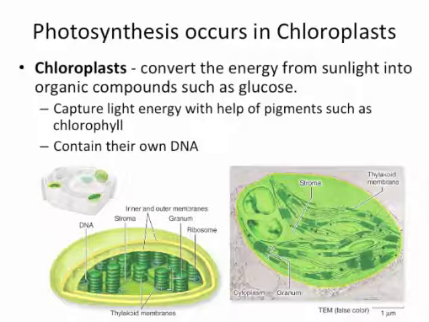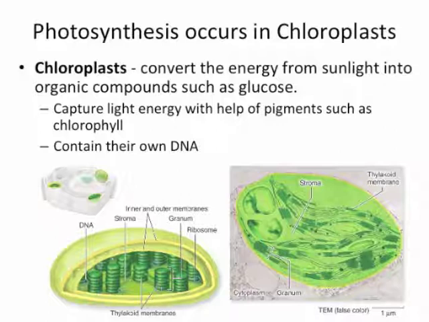Chloroplasts are responsible for converting energy from sunlight into sugars, into organic compounds like glucose, sugar, carbohydrates. They will capture light energy with the help of pigment molecules, such as chlorophyll. Chlorophyll gives most plants their green color. It's just a pigment molecule that aids in absorbing light energy. We're going to talk a lot more about this when we get to the chapter on photosynthesis. So this is what a chloroplast looks like.